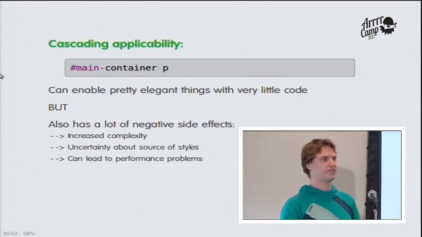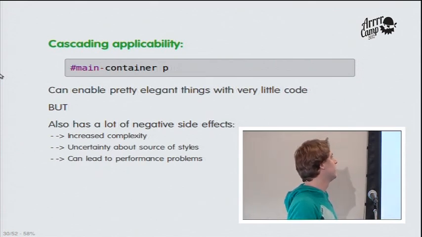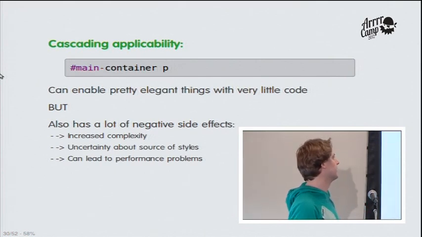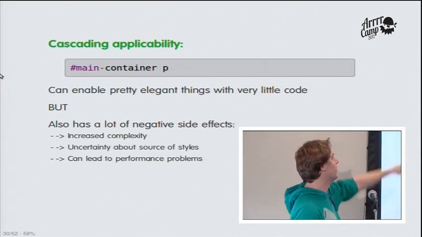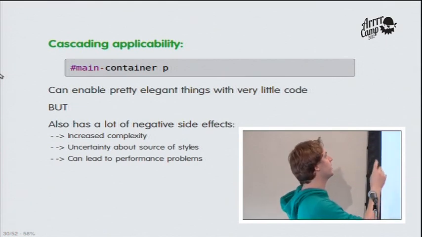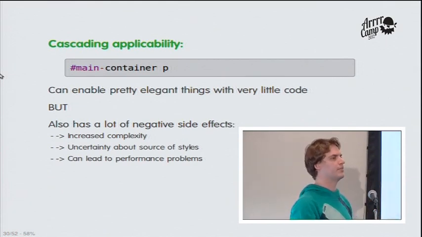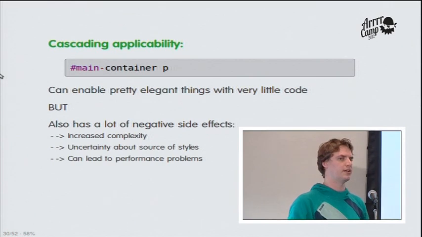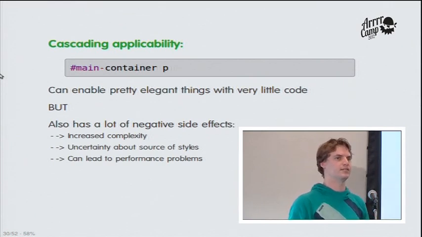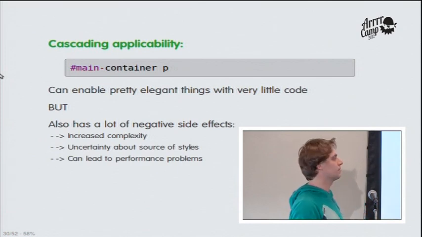And without using Firebug, there's no way to actually figure out where the style is coming from. There's just uncertainty about the source of the styles. And as I said before, it can also lead to performance problems, because for every paragraph that we use in our application, it always has to go up the DOM tree and check whether this is somewhere in the main container. This might not really be a problem for desktop browsers, but if you have a page with a lot of CSS on a mobile browser, this can definitely lead to performance problems.